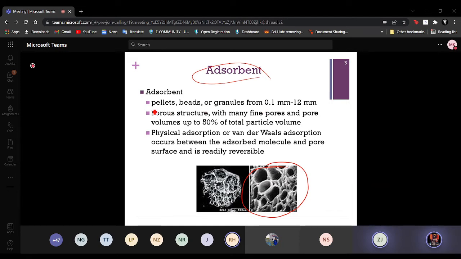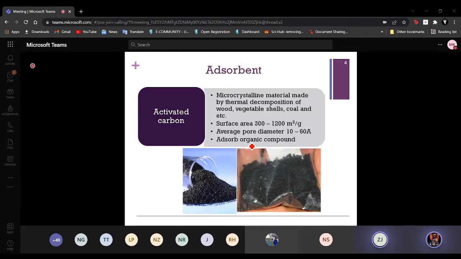So an adsorbent can be pellets, beads, or granules. The size varies. The porous structure could be up to 50% of the volume. Porous structure means that if you sum up all the pores, they can reach like 50% of the volume. All right.